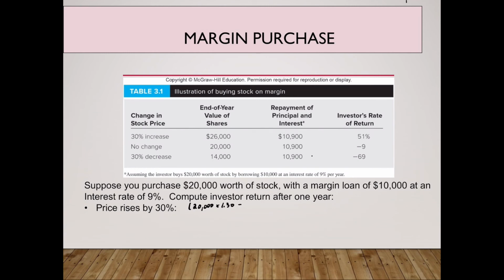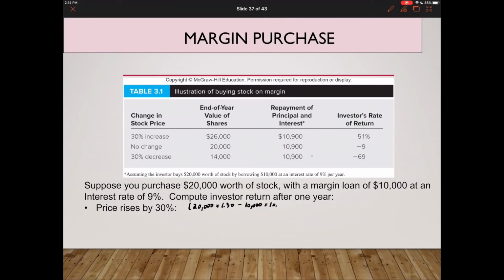I pay back the $10,000 margin loan at a rate of 9%, so $10,000 times 1.09 to get my total amount of the payment of the loan. So multiply this by 1.09, and then I divide it by my initial investment, the amount that I put in of $10,000, and then subtract 1 to get it into a percent, and I get a return of 51%.